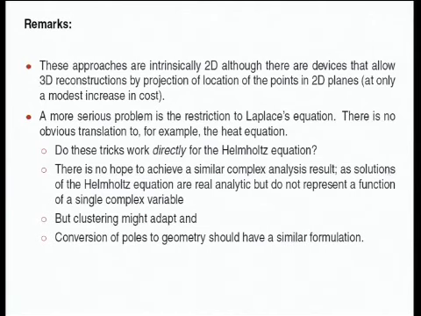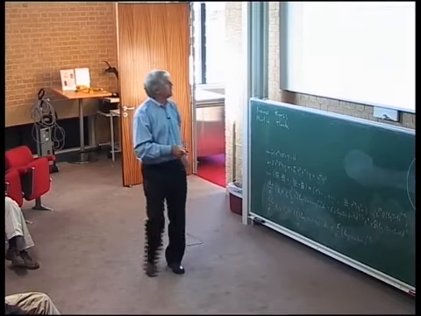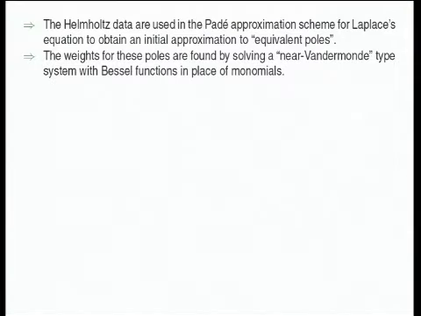Clustering might adapt, and then the conversion of the poles to the geometry will have a similar formulation. Instead of putting in test functions that are harmonic polynomials, I'll put in Bessel functions. They're almost harmonic polynomials plus a perturbation term. Okay? So, the trick is, take the Helmholtz data and just give it to the Padé approximation scheme. It thinks it's solving for Laplace's equation. Okay?